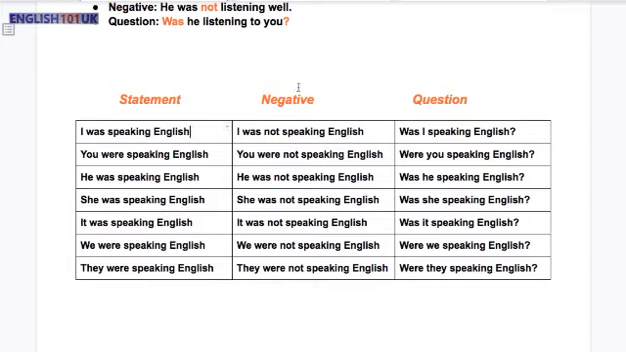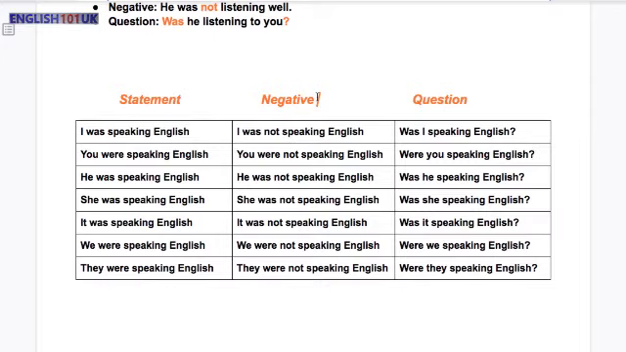I was not speaking English. You were not speaking English. He was not speaking English. She was not speaking English. It was not speaking English. We were not speaking English. They were not speaking English.